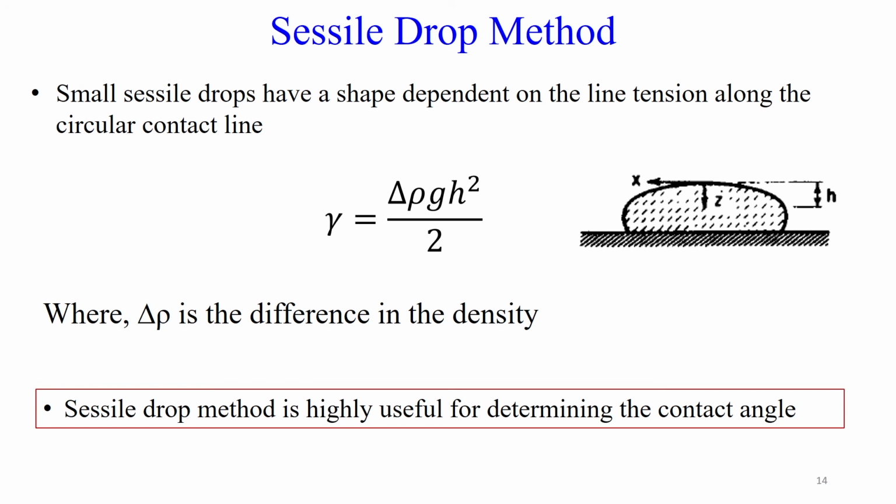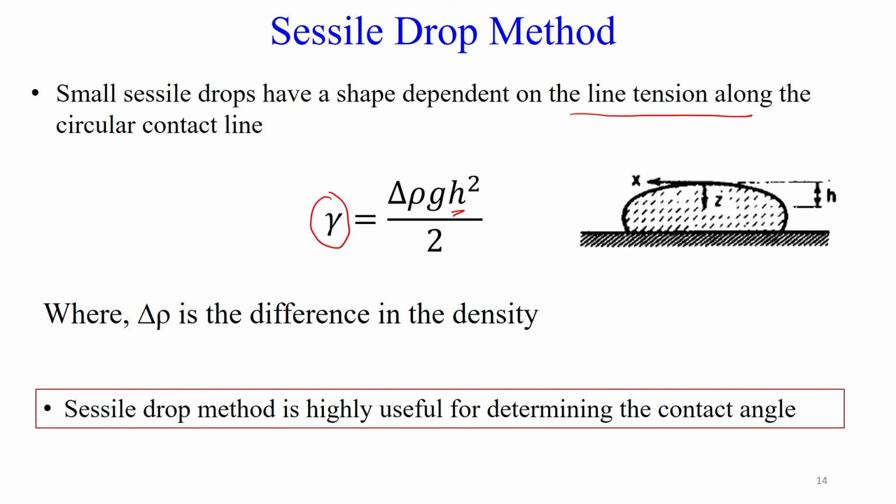So, we put the small drop and its shape depends on the line tension along with the contact line. Okay. So, here again the surface tension is directly related to the height of the particular drop on the surface, H. Delta rho is the difference in the density and G is the gravitational force.